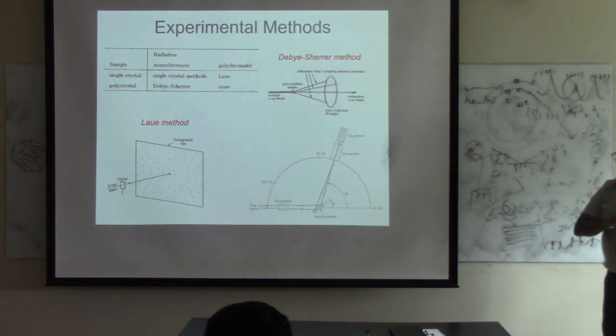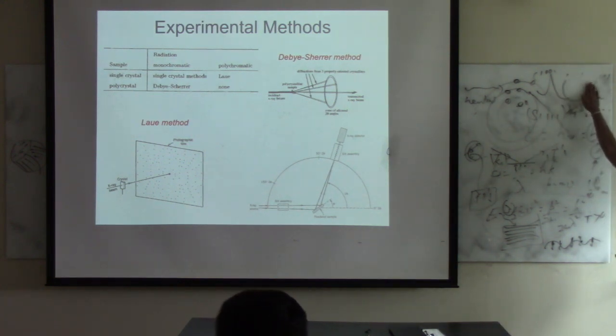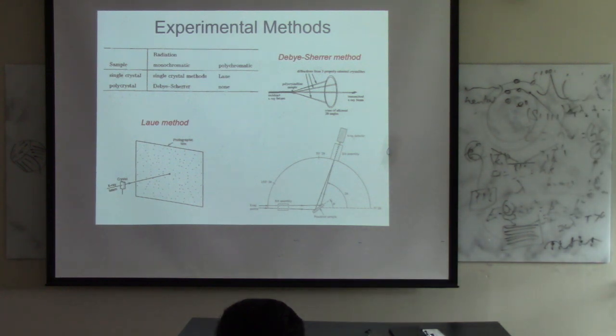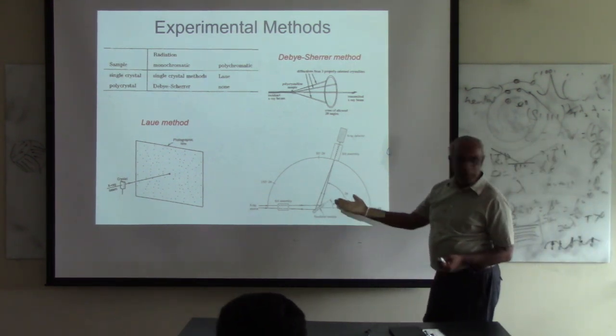If you give me one single crystal, like a wafer, if I do this, you will only see that particular direction, right? That's why typically we do something called the powder diffraction. So typical X-ray diffractometer you may have seen.